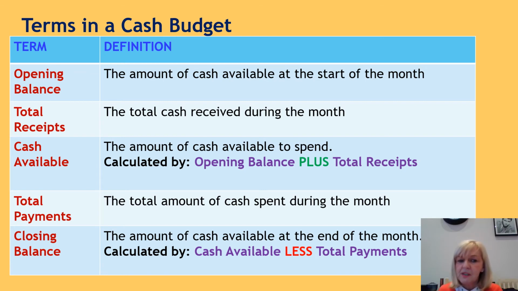That would be the total amount that you've paid, all your bills, your rent, your rates, your wages, etc. And you take your payments away from your receipts, and that gives you the balance at the end of the month. So if you're completing a cash budget, have that beside you because it gives you an explanation of what each of the figures mean.